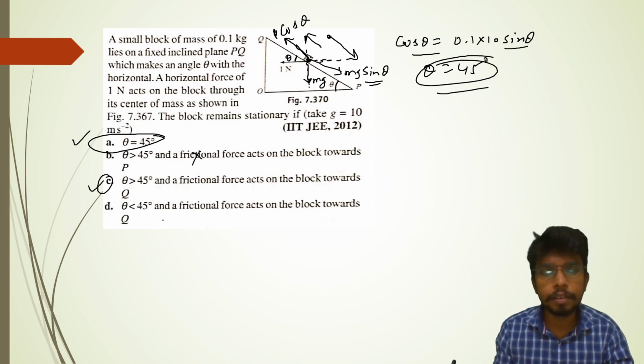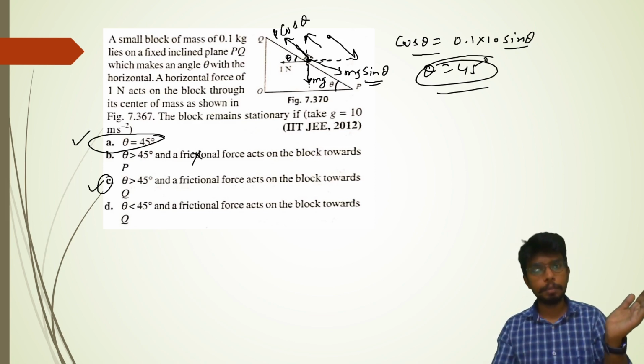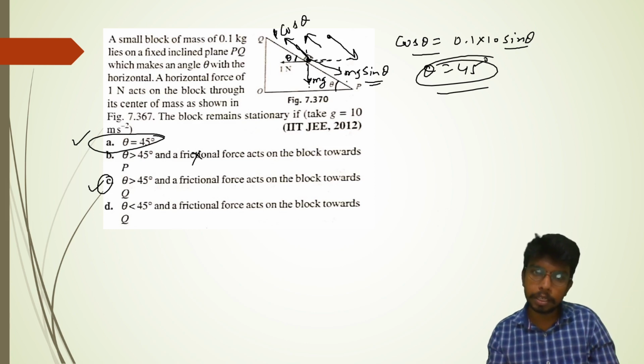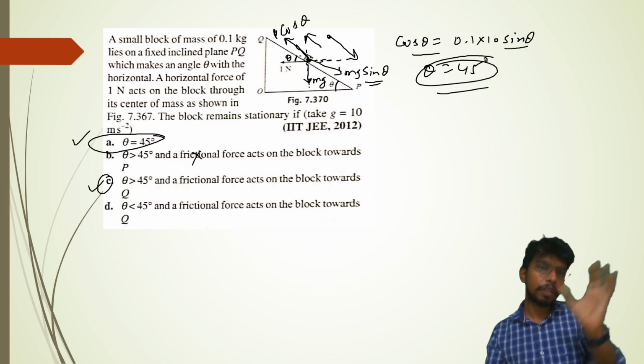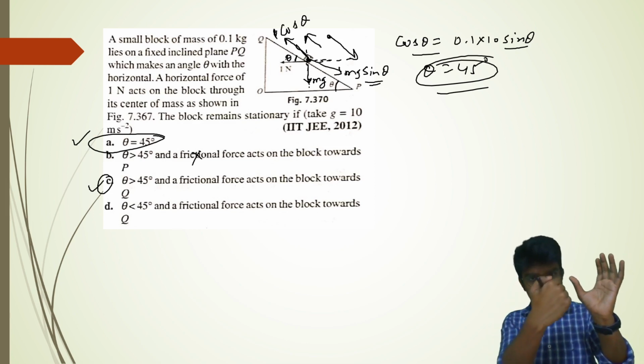And theta is less than 45 and a friction force acts on the block towards Q. When theta is less than 45, in that case 1 Newton will be more than mg sine theta. So that means this 1 cos theta will be more than mg sine theta. So in that case the body will tend to move in the opposite direction. We need the body to be stationary. So in that case we need a frictional force towards P, not towards Q.